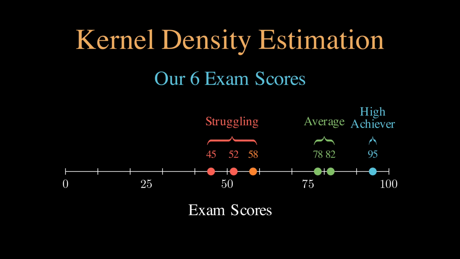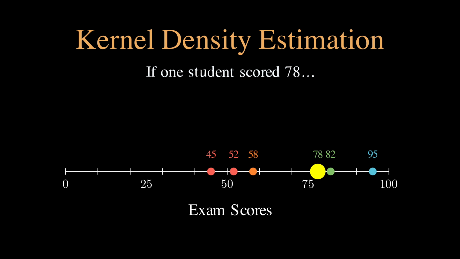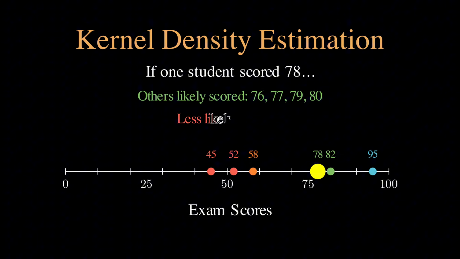The fundamental insight behind kernel density estimation is that each observed data point doesn't just tell us about that exact value. It provides information about the entire neighborhood surrounding that value. Think about it this way. If one student scored 78 points, that gives me confidence there might be other students who scored 77 or 79 points as well, and perhaps even some who scored 76 or 80 points, though my confidence decreases the further we move away from the observed score.